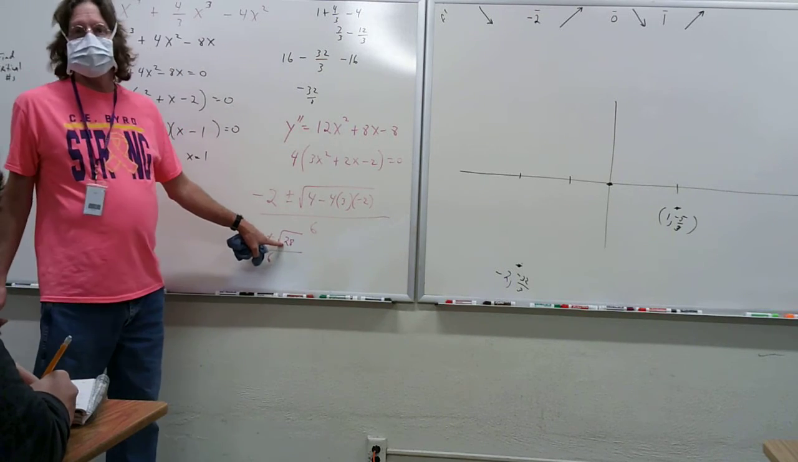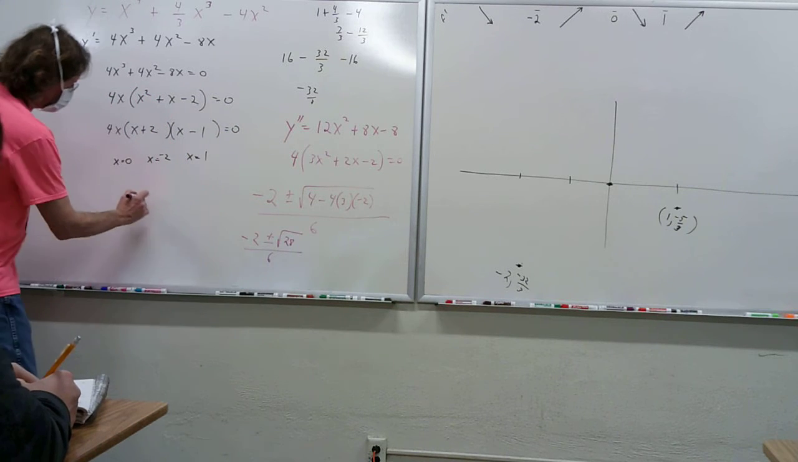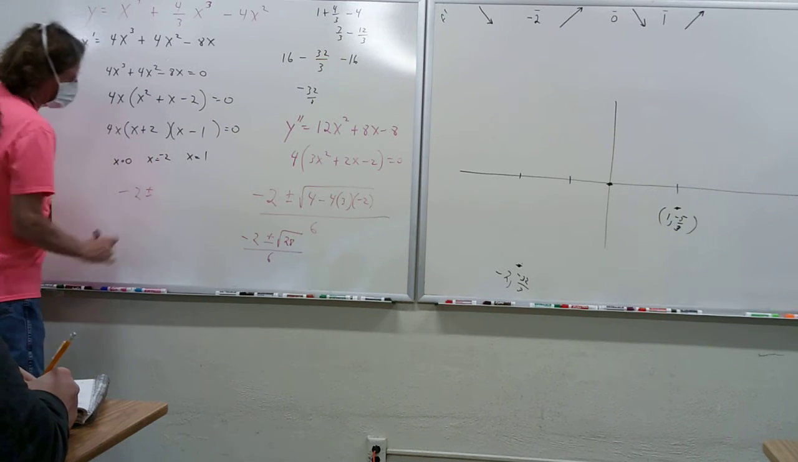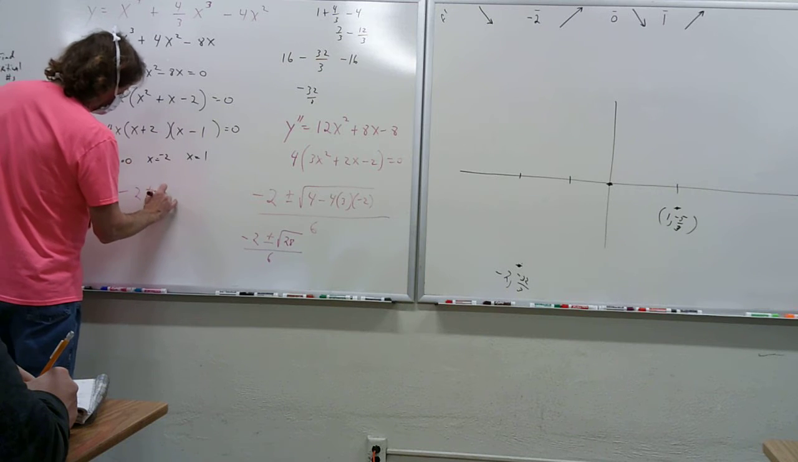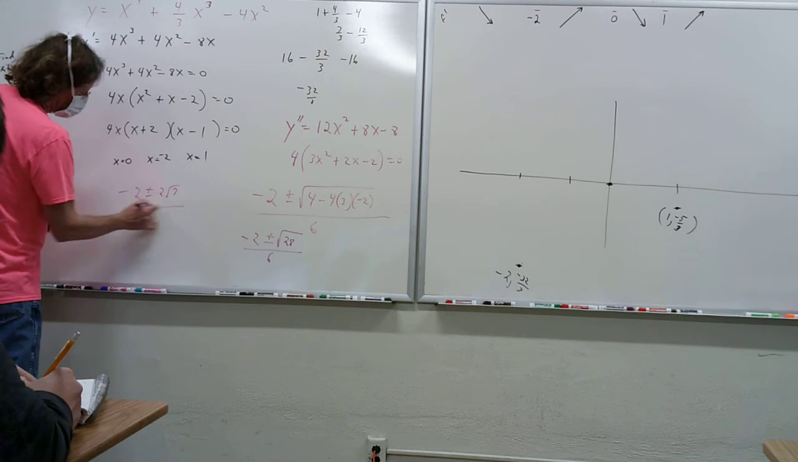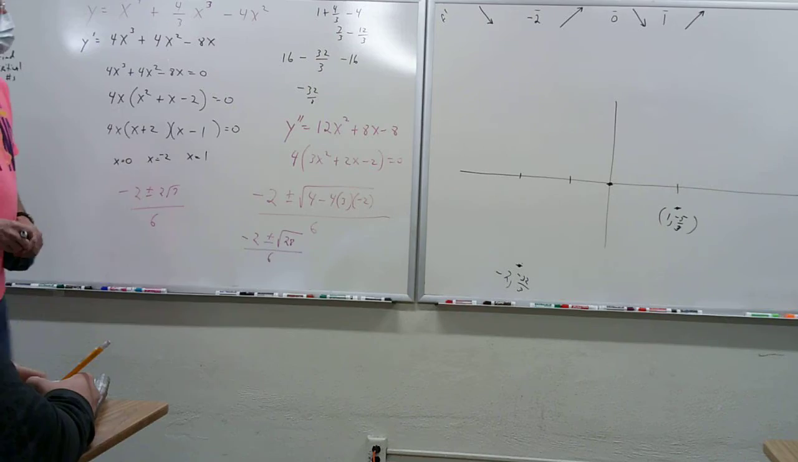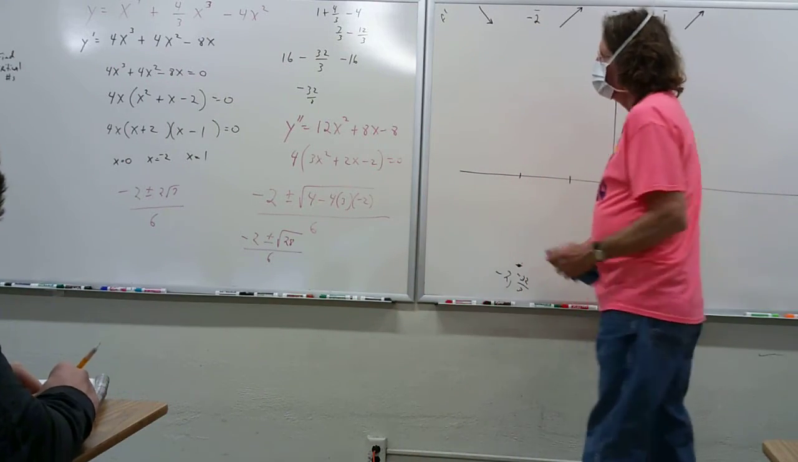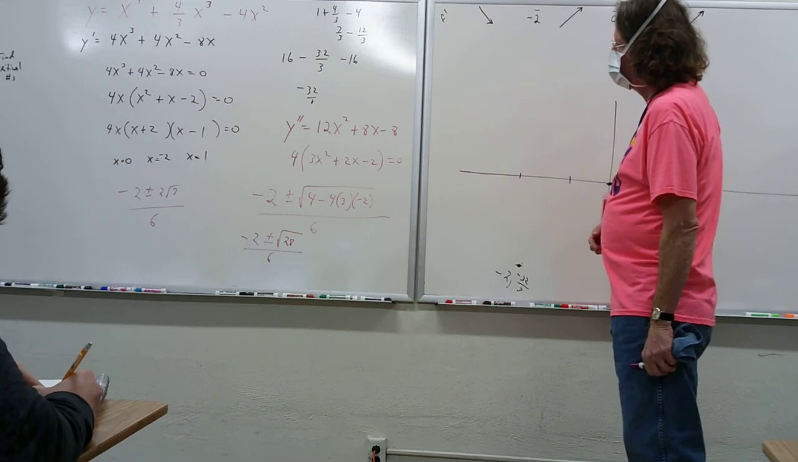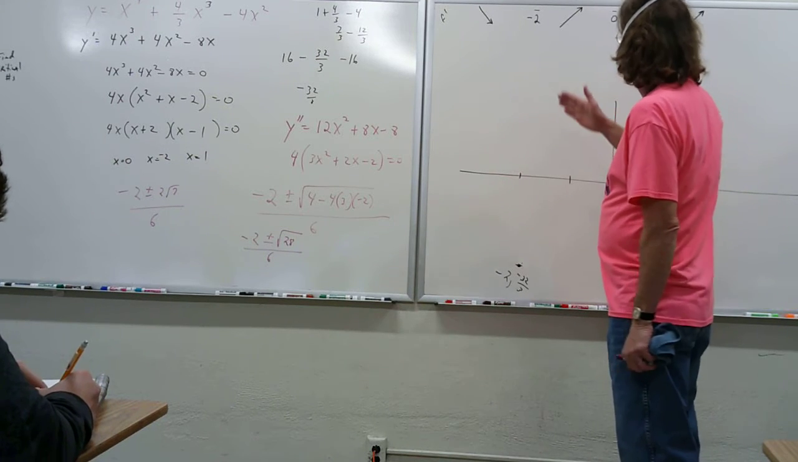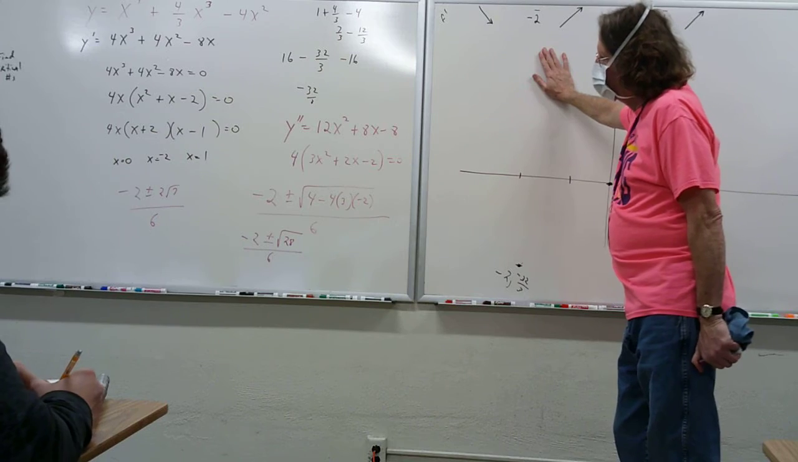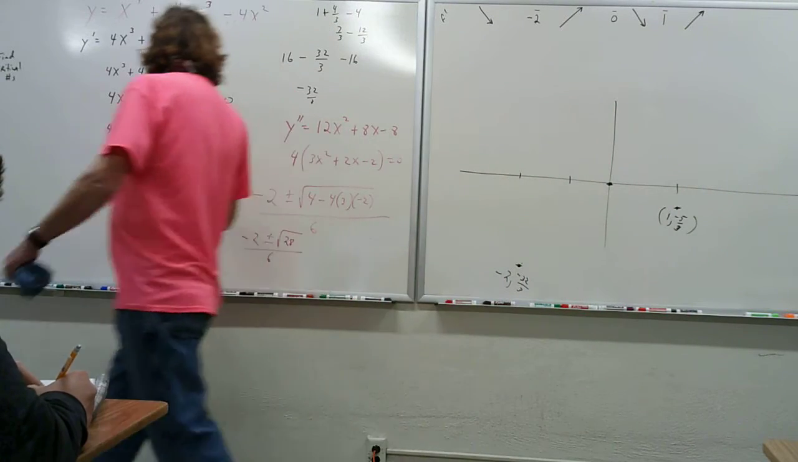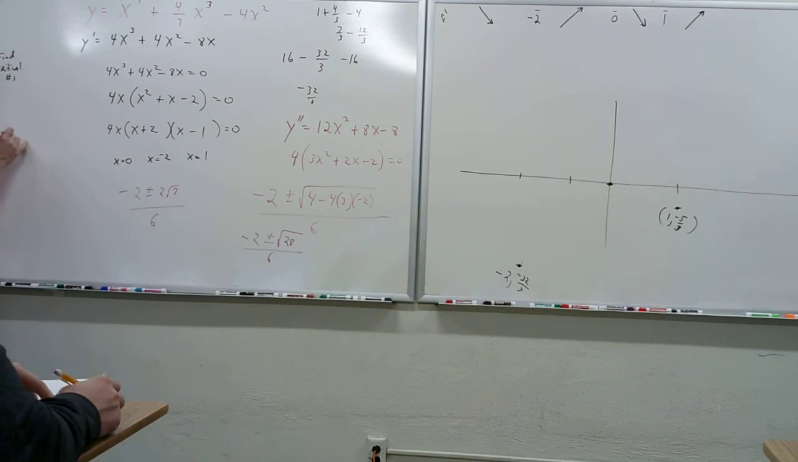28 is 4 times 7, right? So that's negative 2 plus or minus 2 square roots of 7 over 6. Now, if you have to, you can see the one that's negative 2 minus that? Then let's reduce that. So we're going to get negative 1 plus or minus the square root of 7 over 6.